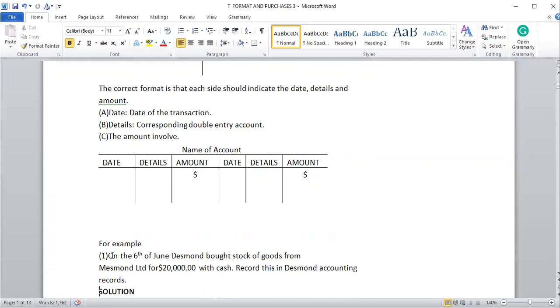So our first question: on the 6th of June, Desmond bought stock of goods from Desmond Limited for $20,000 with cash. Record this in Desmond's accounting records.